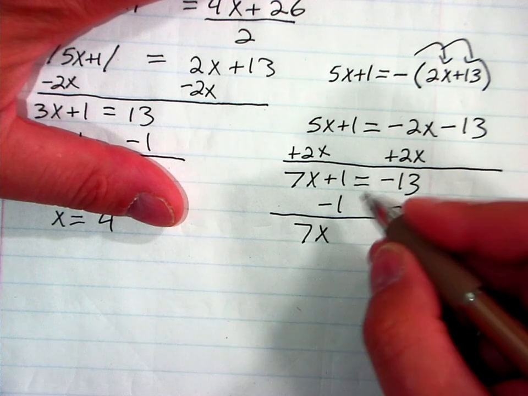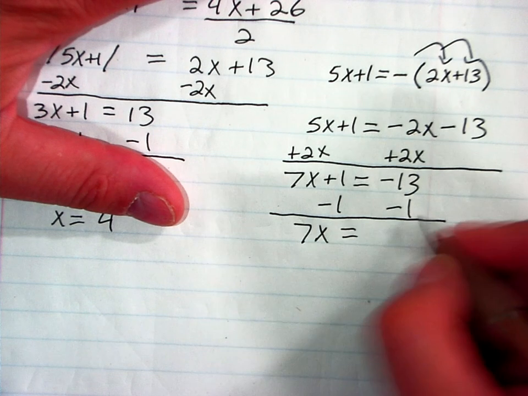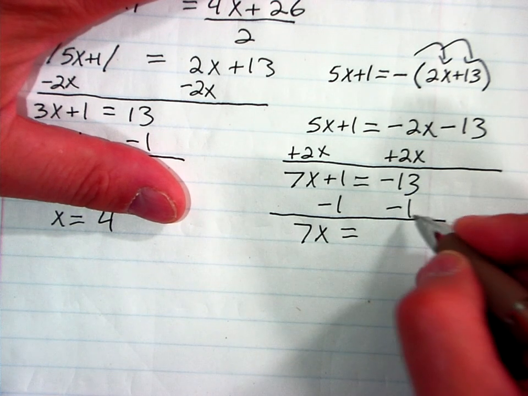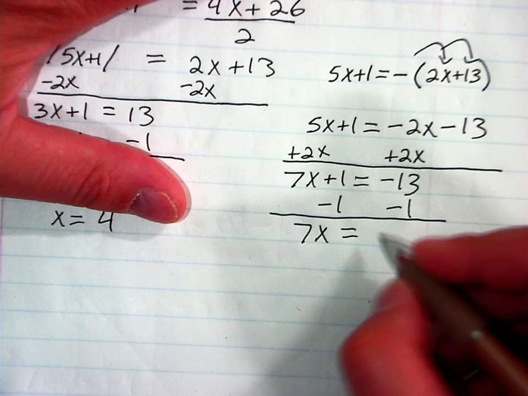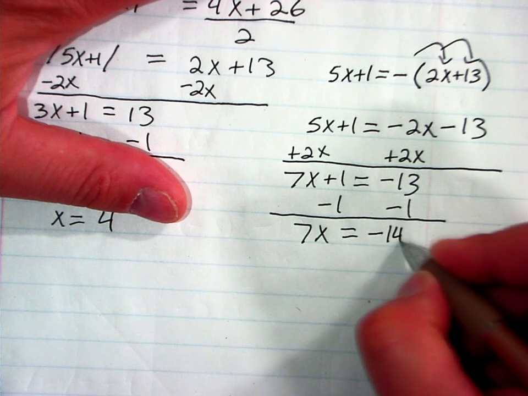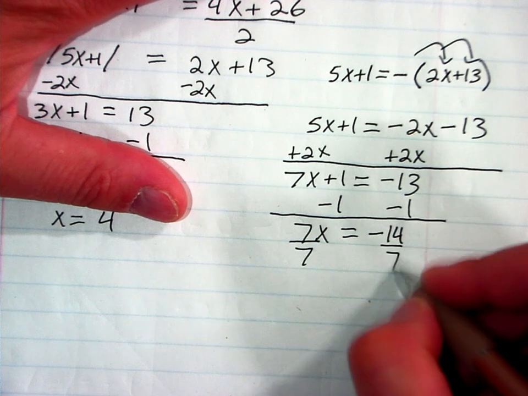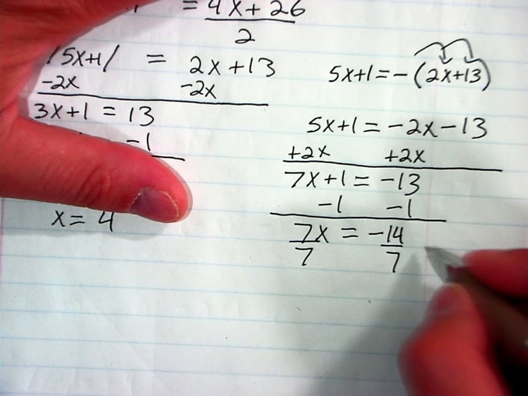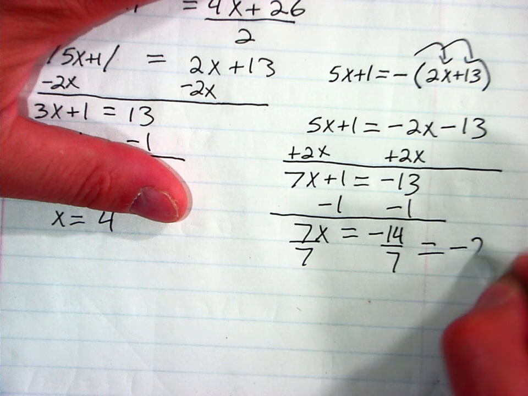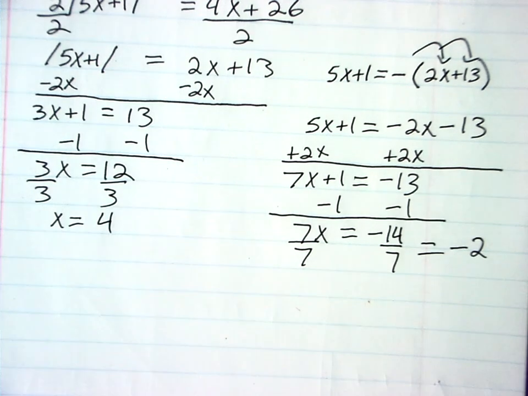1 minus 1 is 0. 7x equals, if I borrow $13 and then borrow one more, I've borrowed 14, so negative 14. The 7's multiplying, so I do the opposite operation, which is division. Negative 14 divided by 7 is negative 2. What was our next step? Our next step was check your solutions.